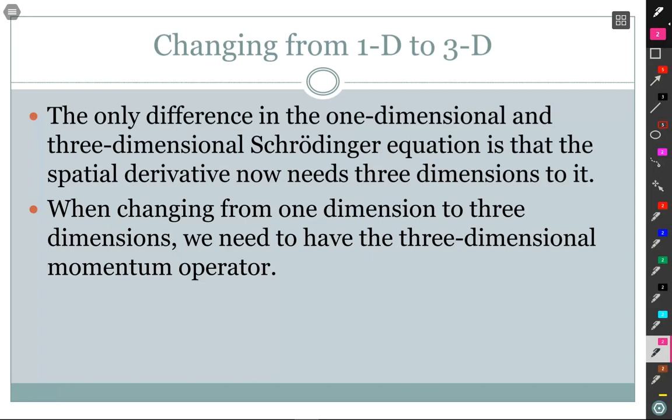So the only difference in the one-dimensional Schrodinger equation and the three-dimensional Schrodinger equation is that our spatial derivative is now a three-dimensional spatial derivative. We are going to replace d dx with the gradient, which is i hat d dx plus j hat d dy plus k hat d dz.